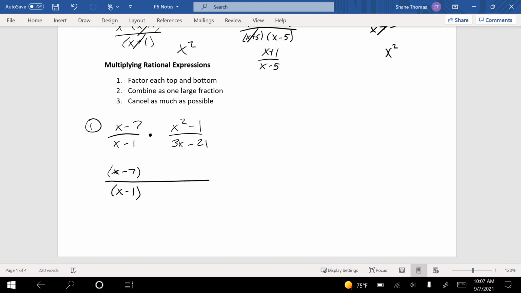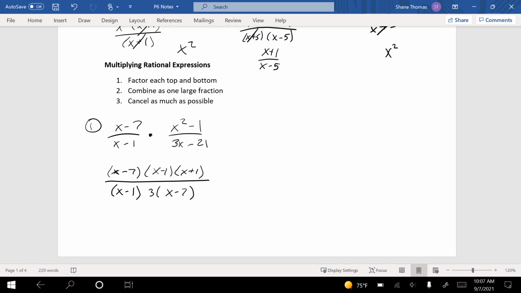Can I factor that top right? Yes. What's it factor to be? X minus 1, x plus 1. Bottom right, does it factor? Yeah. What's it factor to be? 3 times x minus 7. Correct. So there's my big fraction. It's all multiplication, so I just smashed them all together.